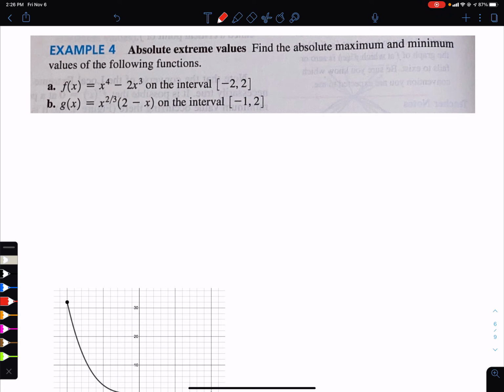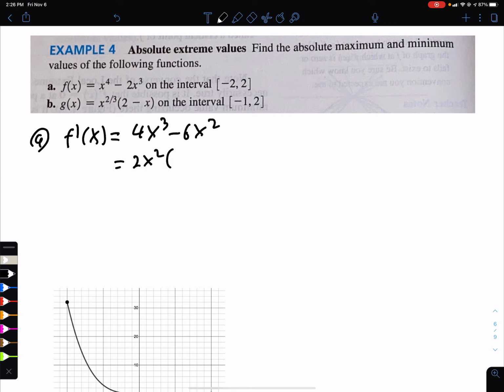Again, what are critical points? It's where the derivative is 0 or undefined. So I'm going to take the derivative of the first function, part A, that's 4x cubed minus 6x squared. I'm going to factor out 2x squared, and that'll leave me 2x minus 3. Double check: that's 4x cubed, bam, we're good. That's going to be minus 6x squared, bam, we're good.